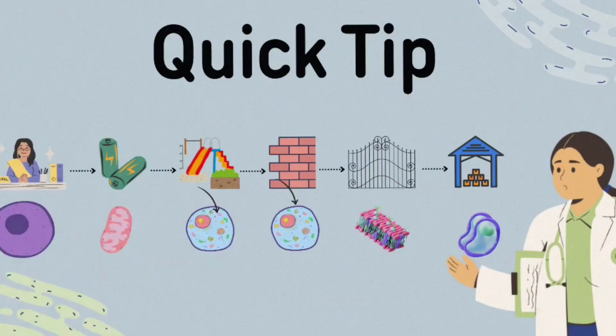So, let's quickly walk through the school again. The nucleus is the principal's office, the mitochondria are the batteries, the cytoplasm is the playground, the cell wall is the boundary wall, the cell membrane is the school gate, and the vacuole is the storage room.